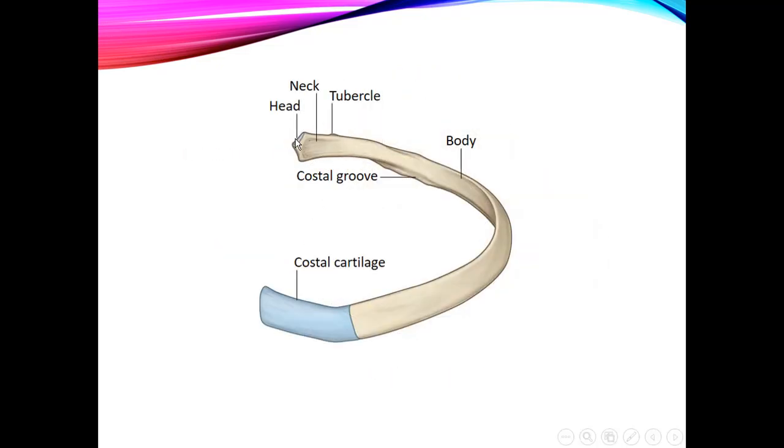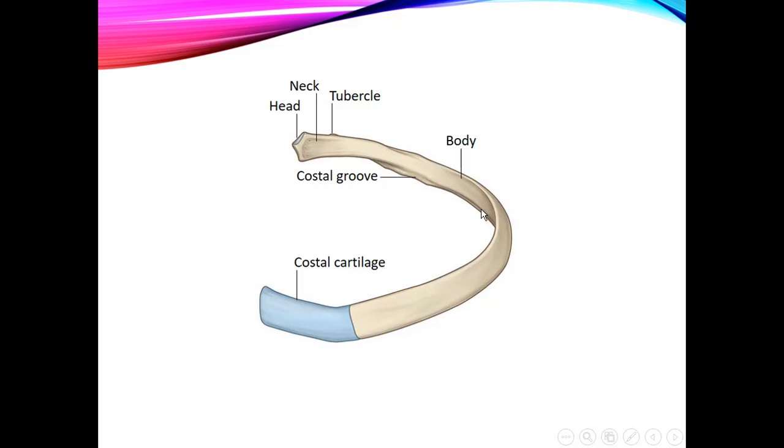Here is the posterior end, and here is the anterior end of the rib, and this part between the 2 ends is considered as the body. Here is the body of the rib, and as you see, the body has 2 surfaces and 2 borders. Its surfaces are external and internal surfaces. Here is the external surface and here is the internal surface, and its borders are superior and inferior.